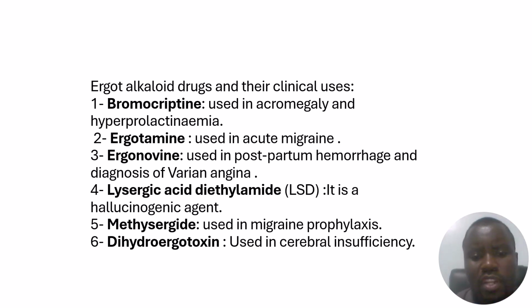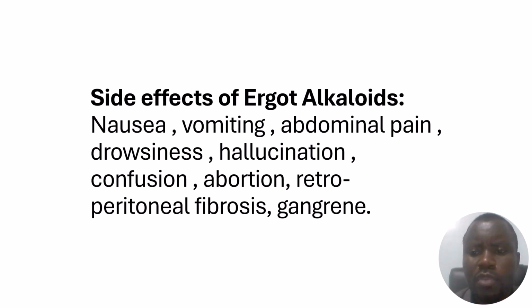Then ergotamine is useful in acute migraine, ergonovine useful in postpartum hemorrhage, also lysergic acid diethylamide, not so very useful because of its hallucinogenic effects and addictiveness. Methysergide useful in prophylaxis of migraines, and dihydroergotoxine used in cerebral insufficiency. What would be the effects of these ergot alkaloids? Nausea, vomiting, abdominal pain, drowsiness, hallucinations, confusion, abortion, retroperitoneal fibrosis, and gangrene, because some of them can cause constriction of blood circulation, and that will cause gangrene.